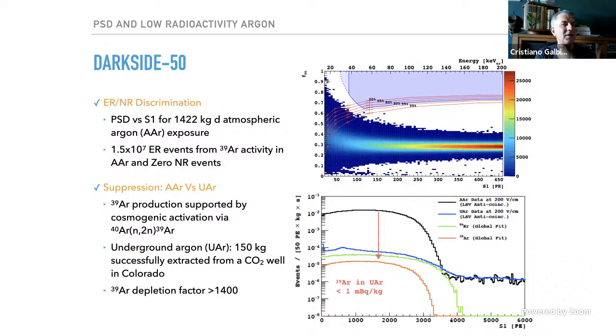This is why one of the objectives of the DarkSide detector was not only to fully demonstrate the capability of argon discrimination, which had been left hanging from the technical problems of WARP, but also to demonstrate the ability to strongly abate argon-39 by using underground argon.